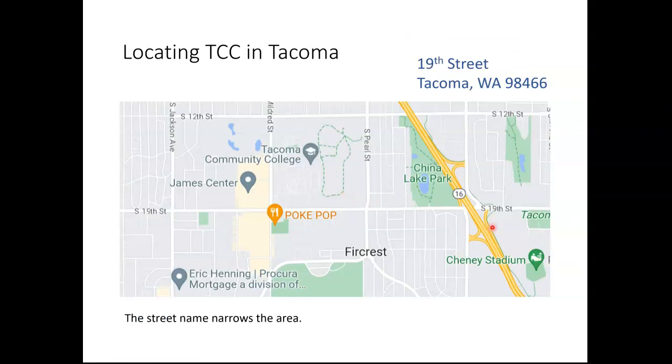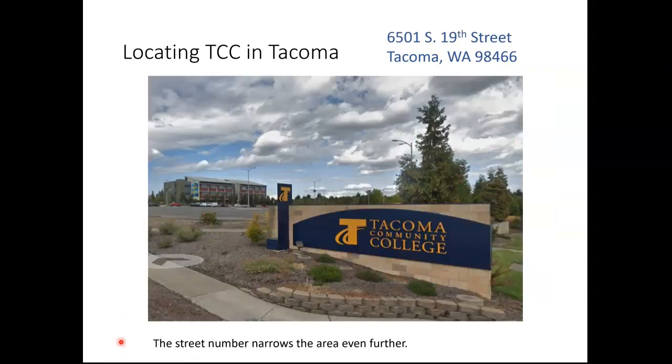We can get a little closer with the street name. 19th is part of the address for the main building of Tacoma Community College. So we're narrowing in even further by adding the street name. Finally, we can do the street number, and this narrows the area even further and gets us to more or less the exact location of where we were looking.